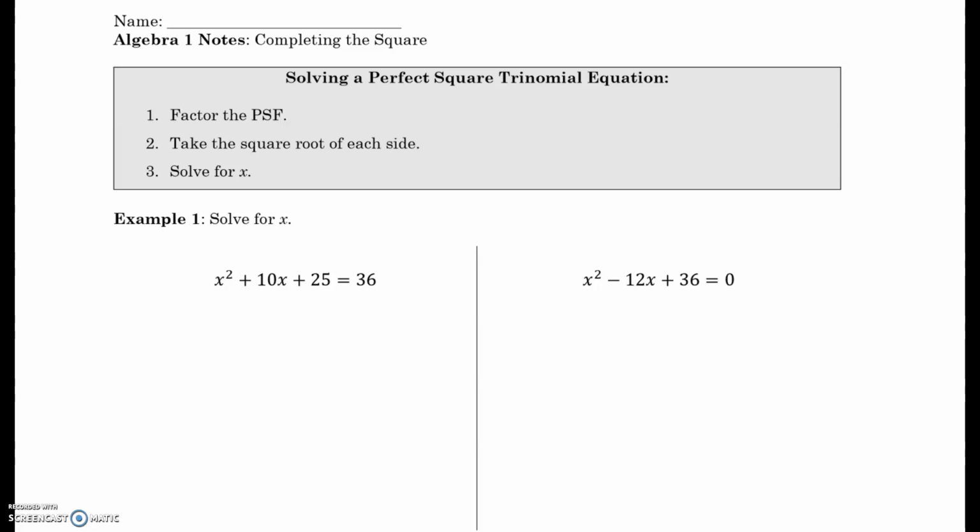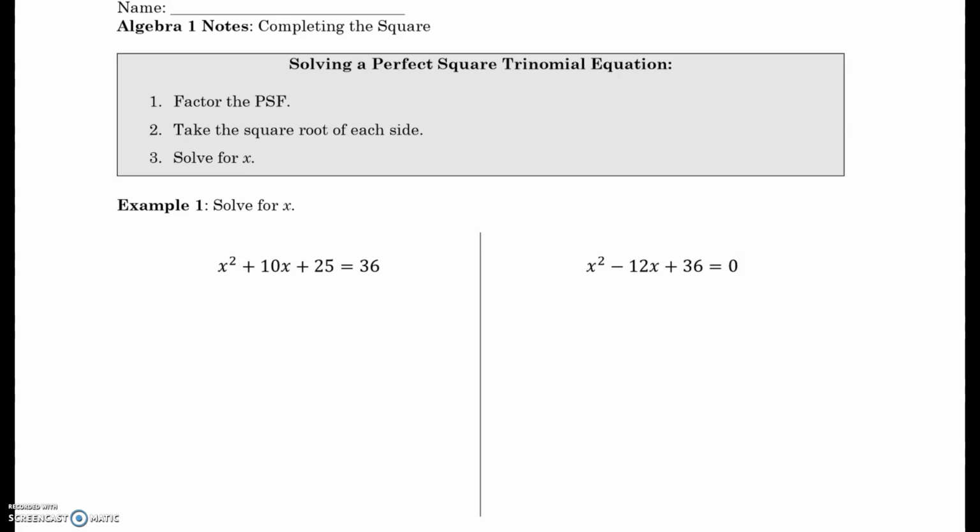First, we're going to start things off by solving a perfect square trinomial equation. First and foremost, you want to factor the perfect square trinomial first. After doing so, you want to take the square root on both sides, and then you're going to find the solutions for x. Remember, we call these solutions the zeros, the x-intercepts, the roots, or just the solutions.